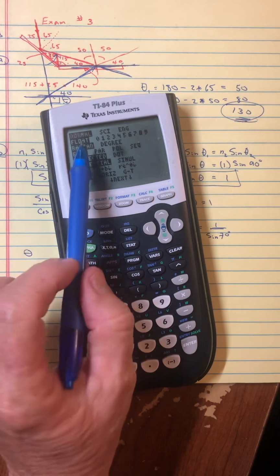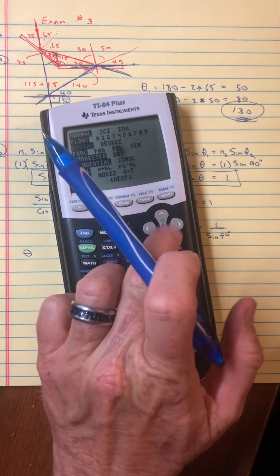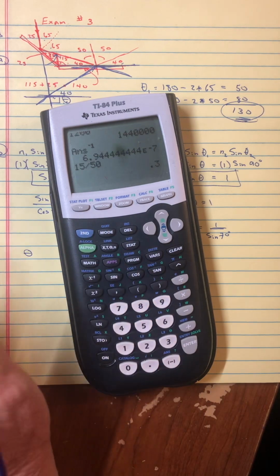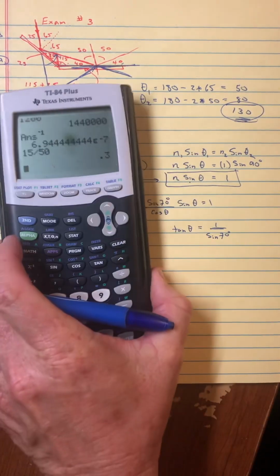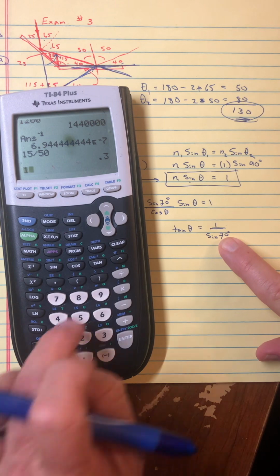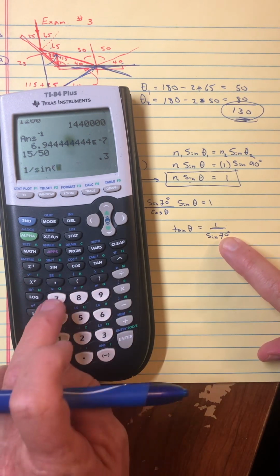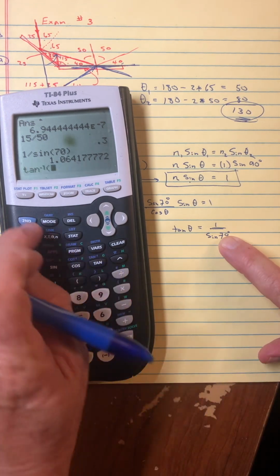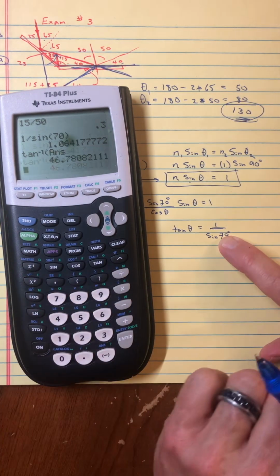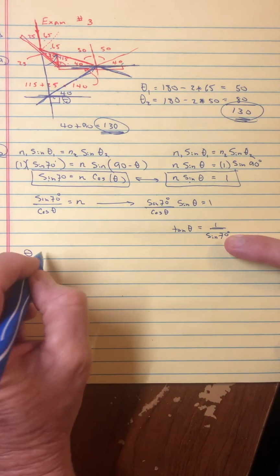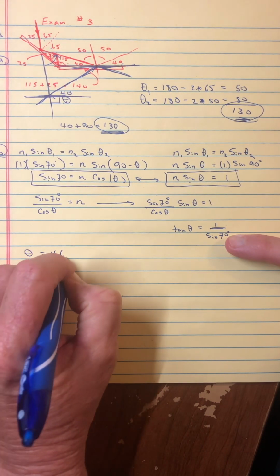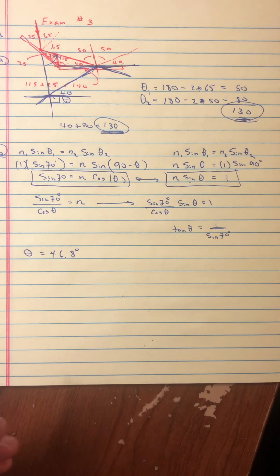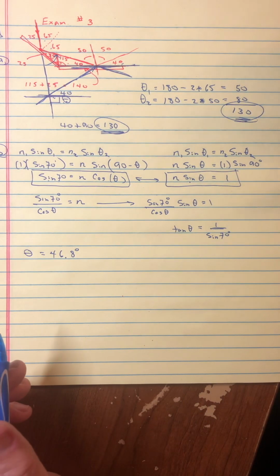And I suppose it doesn't matter if I'm in radians or degrees, but for problems like this, I like degrees. So I'm going to switch my calculator over to degrees and then go 1 divided by sine of 70, and then go inverse tangent of that answer, and get a critical angle of 46.8 degrees. Yay!